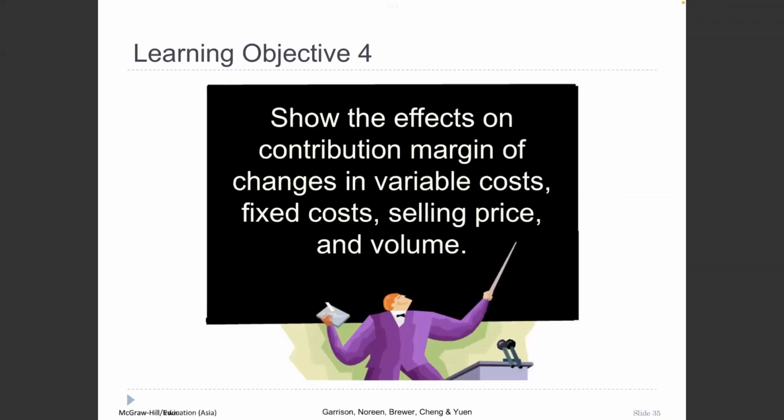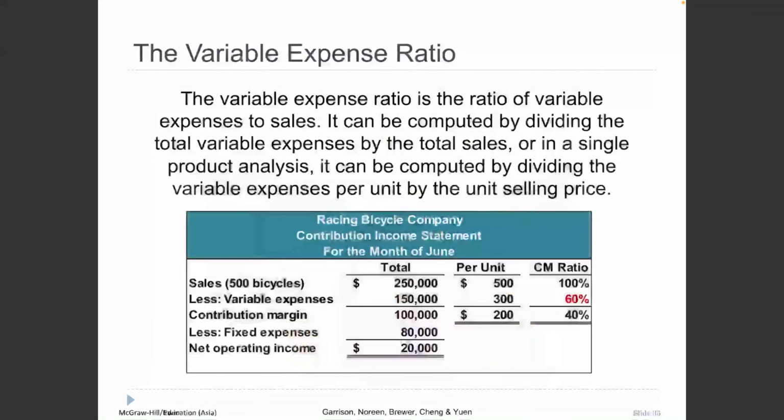Okay, so the next one is to show the effect of contribution margin on changes in variable costs, fixed costs, selling price, and volume. The variable expense ratio is the ratio of variable expenses to sales. It can be computed by dividing the total variable expenses by the total sales, or by dividing the variable expense per unit by the unit selling price. $300 divided by the unit selling price of $500, so you will get 60%.